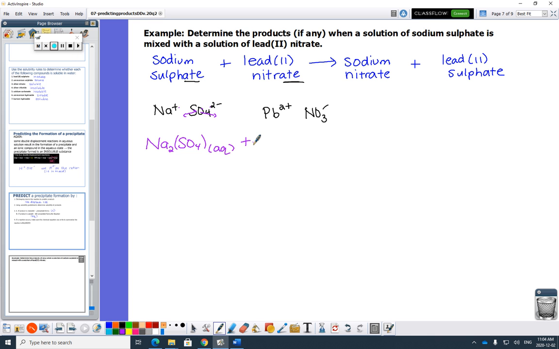So we'll do lead nitrate. Now this charge for the lead is 2, so that has to cross all the way across. So this time we need brackets. You have to have them.